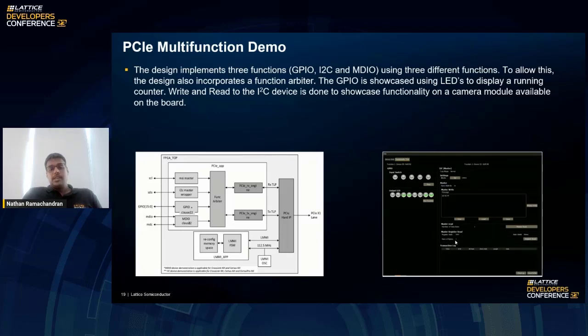So here you can see in GPIO, we are actually taking the inputs from the DIP switch. We have 5 DIP switches, and based on that input, we can determine whether the selection is 0 or 1. We have also implemented a running counter, whereby when you click the set counter, it will start a running counter, and the onboard LEDs on the board will start running. We also have an I2C interface where we can show the functionality with a camera module on board.